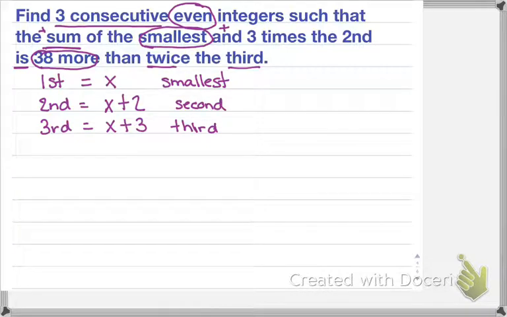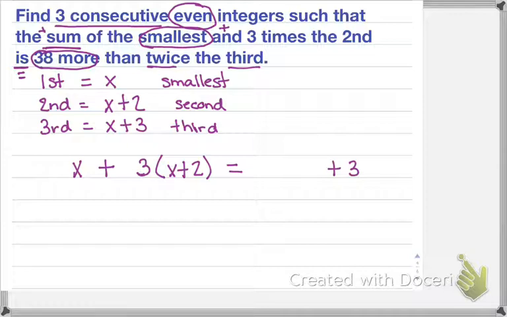So now let's break that up and set it up. We're first going to think about what we're going to do here before we get to the is. This is means equals. So we're going to go to the beginning. The sum of the smallest, well, the smallest is x, and 3 times the second. Well, 3 times x plus 2 is 38 more. So we're adding 38 to something. So plus 38, then twice the third. Well, 2 times the third. So here's our algebraic equation. Now we're going to go ahead and solve it.